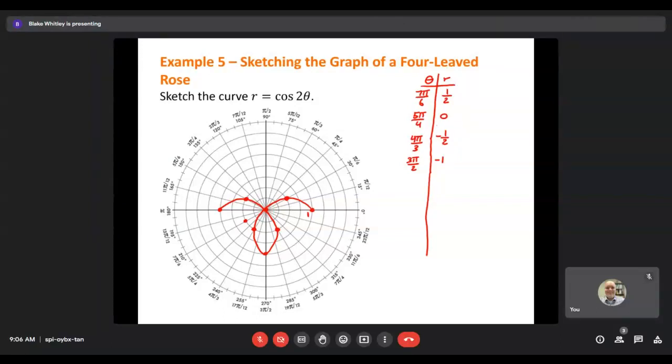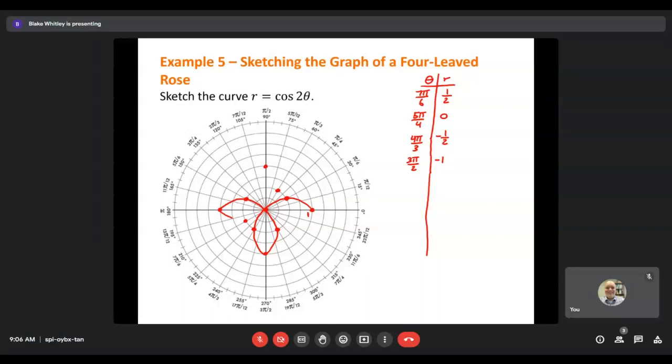5 pi over 4, 0. Radius is 0. We're back to the origin. 4 pi over 3, negative 1/2. So 4 pi over 3, 1/2 would be on the 4 pi over 3, but reflecting over the pole now actually gives us a point up here at pi over 3. And then 3 pi over 2, negative 1. Again, positive 1 would give us a point down at the bottom. Reflecting it gives us a point up at the top at pi over 2. So we're actually going to have a point up here now.